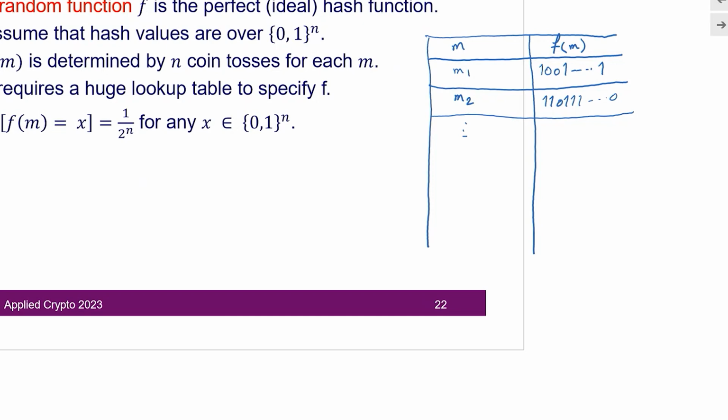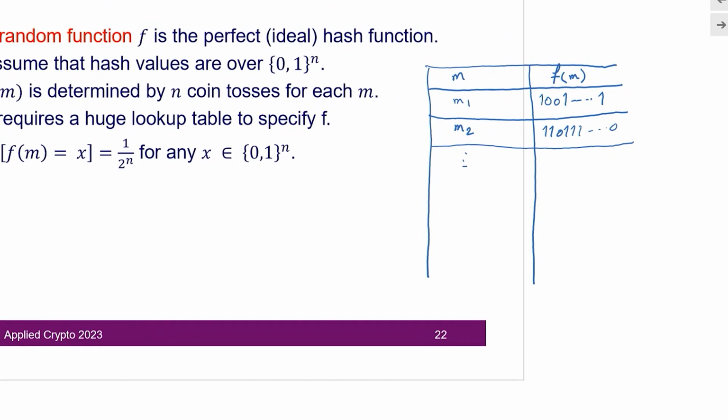So remember that if somebody comes back and asks for the hash of M1 again, we cannot return any other random value, because we are defining a specific hash function. A hash function itself, remember, is not a randomized function. It is a deterministic function. Every time you ask for the hash of the same message, you should get the same output. So that is the reason we have to set up this table.